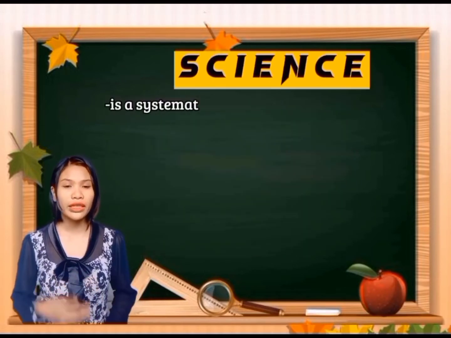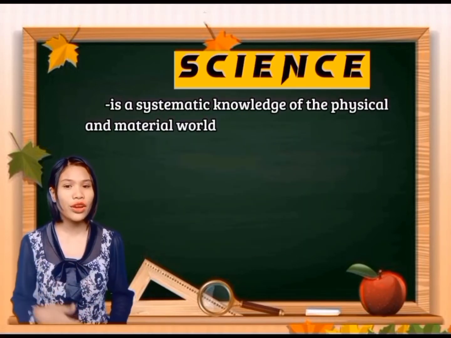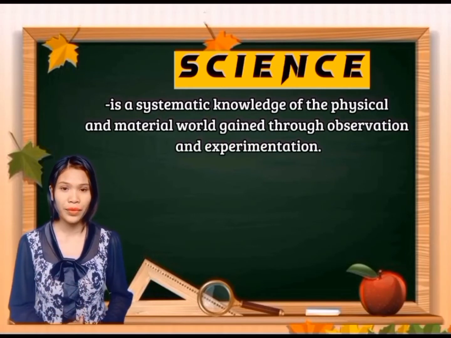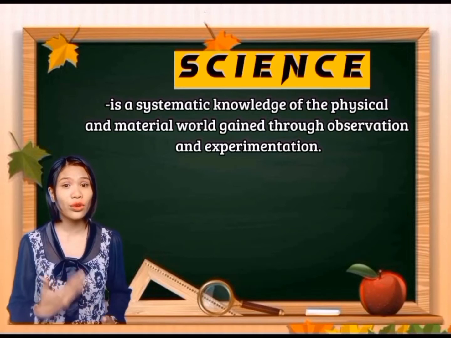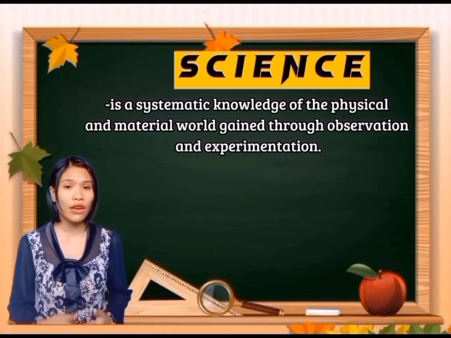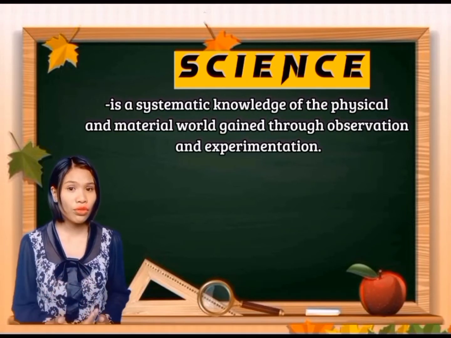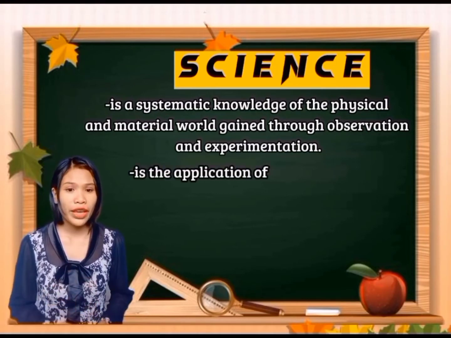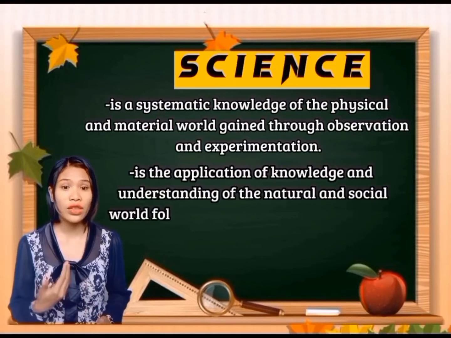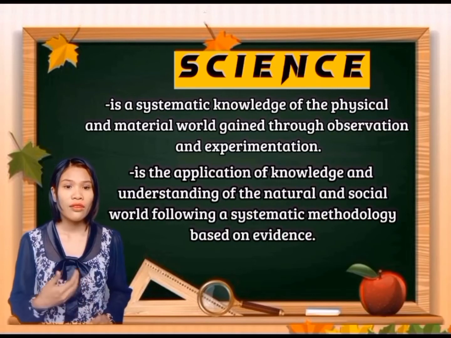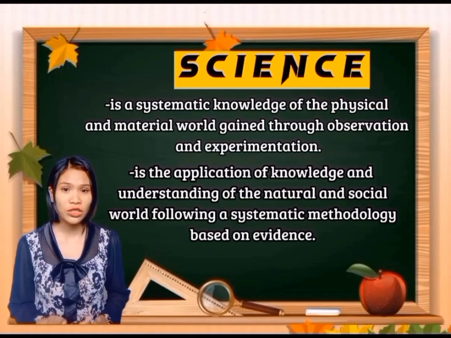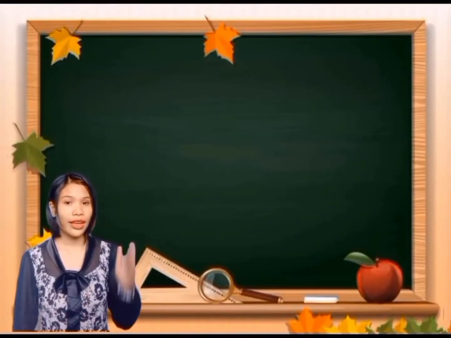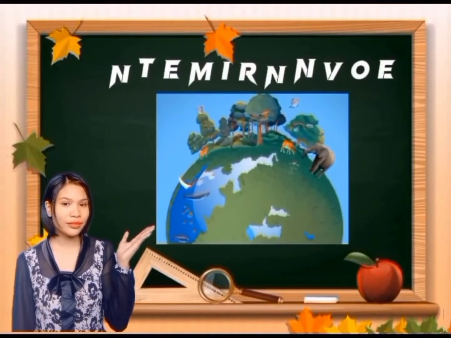Science is the systematic knowledge of the physical or material world gained through observation and experimentation. It is something that may be studied or learned. It is when you discover new things, create new things through experimentation. That is science. It is the application of knowledge and understanding of the natural and social world following a systematic knowledge based on evidence. For the second one, can you unjumble this letter?